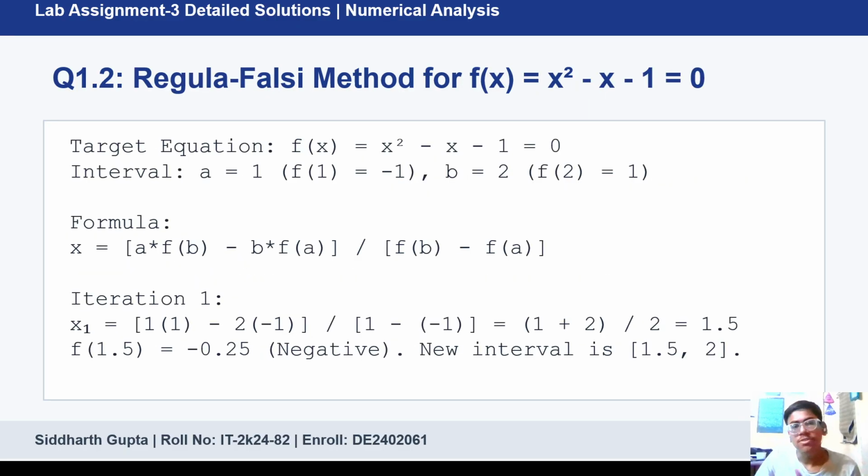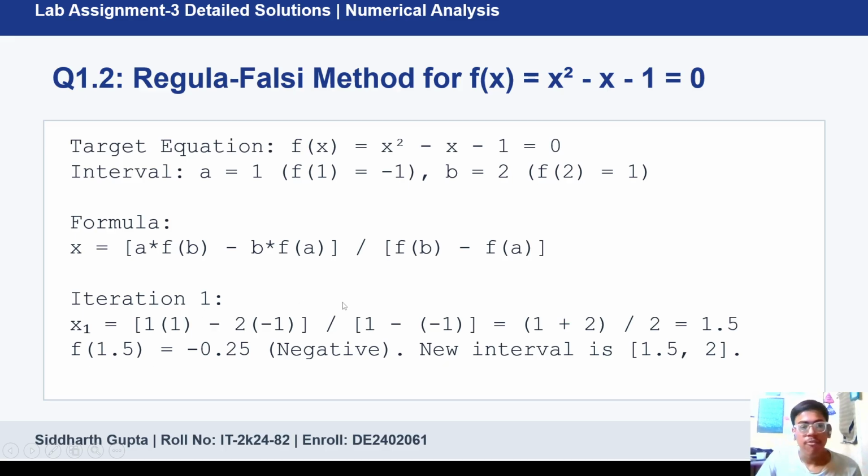Now we need to solve the same equation using the Regula-Falsi method. Again, we will do the same thing. For a is equal to 1, f1 is this. For b is equal to 2, f2 is this. As fa into fb is negative, the root will lie between these two. The formula is x is equal to (a into fb minus b into fa) upon (fb minus fa). Now we will substitute these values for the first iteration and find the value of x1.